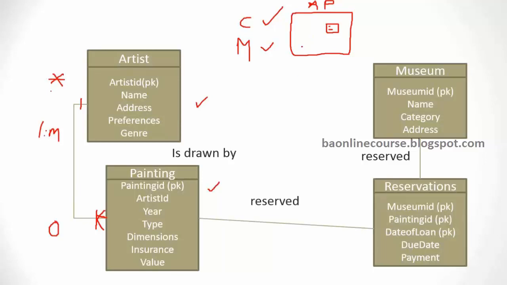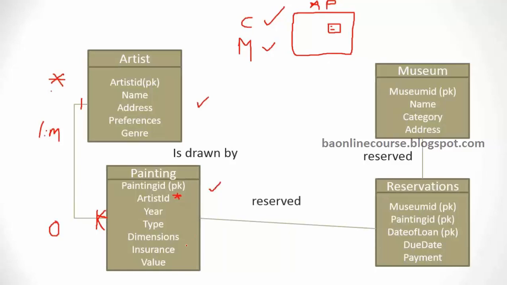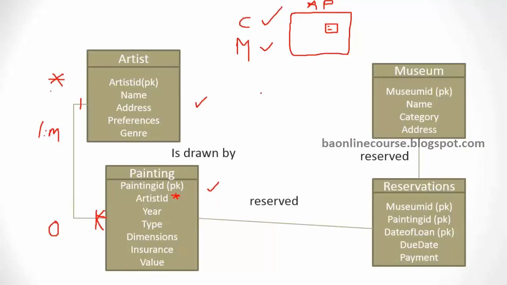So what it means is you'll have to enforce that rule here. Whenever you are creating a painting, the artist ID should definitely be there. If the artist ID is not there, then you should not allow creating that painting. Why? Because a painting cannot exist without an artist. So when designing your screens or capturing your requirements, you have to make that clear. For painting, an artist ID is mandatory.